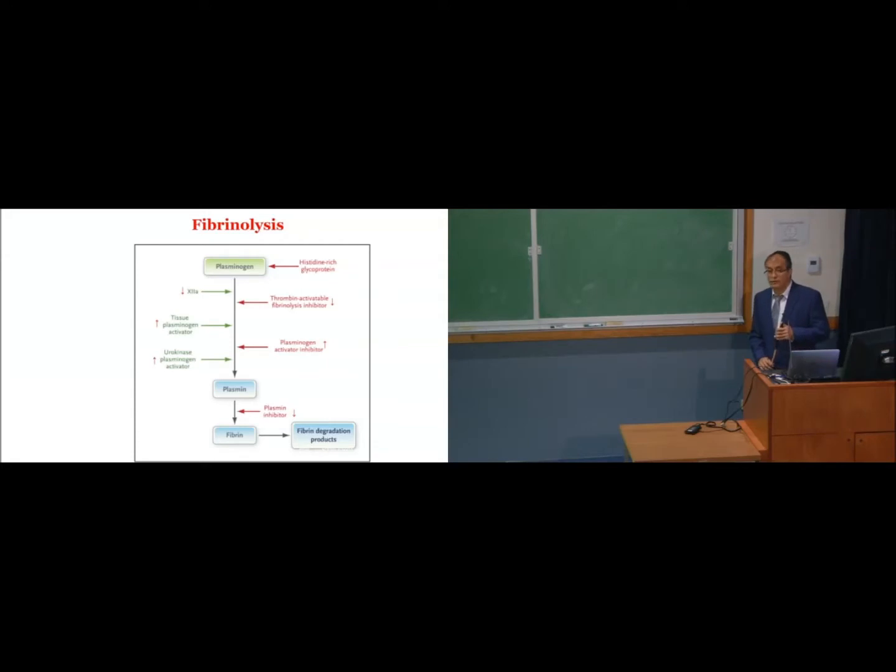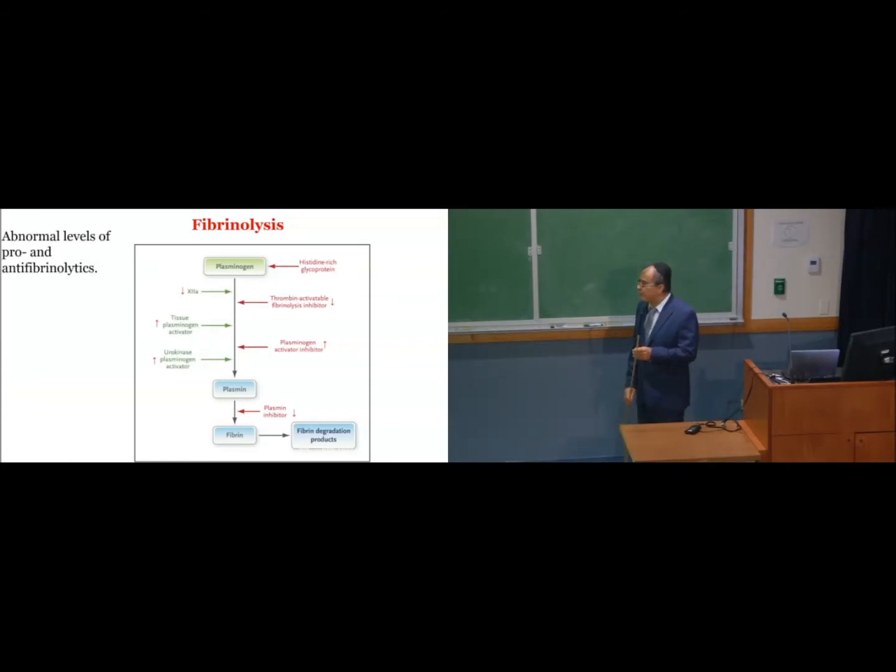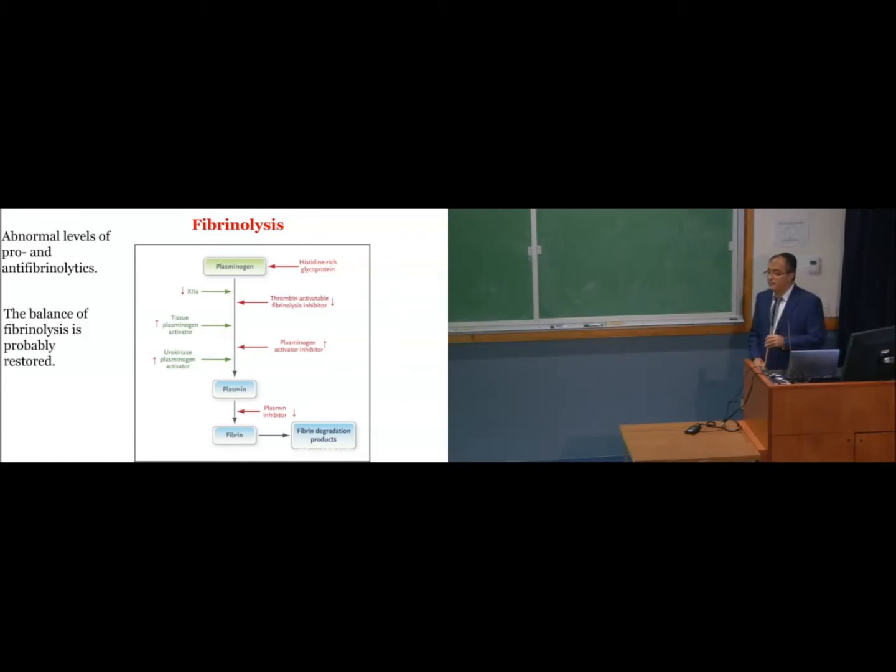The other arm of hemostasis is fibrinolysis. Much less is known, and hardly any work was done in this area. We know that abnormal levels of pro and anti fibrinolytics occur in cirrhosis. It is believed, just a belief, that the balance between pro and anti fibrinolytics is restored in cirrhosis. But we do know that some patients, about 5 to 10% of them, are at baseline hyperfibrinolytic. Some patients will tell you that they are told by their hematologist to swish and spit Amicar whenever they have gum bleeding and so on.